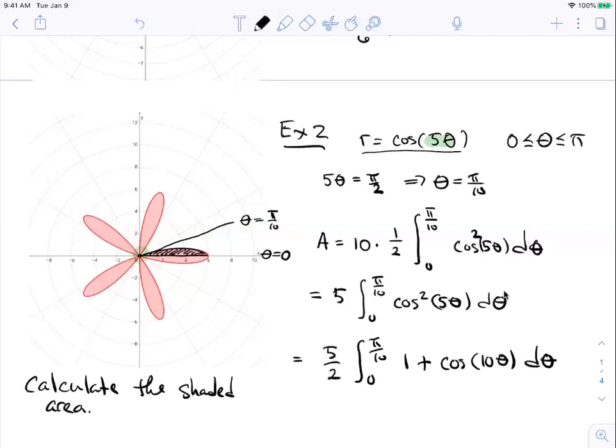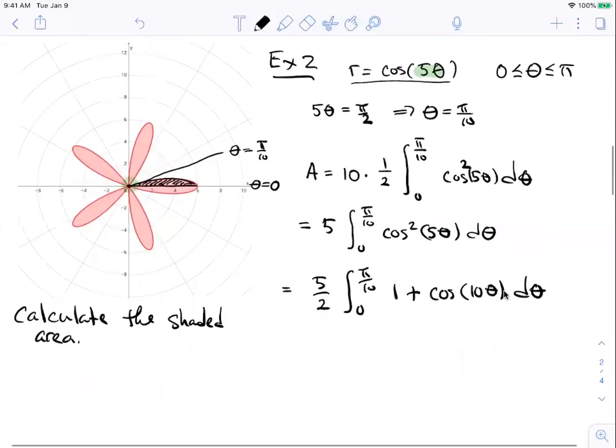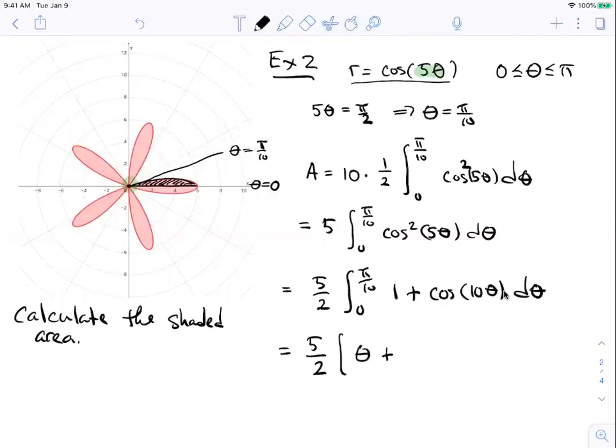Yeah. So there's my trig identity. Let's do one more line together. So we get 5/2. And now I'm anti-differentiating. So it's going to be theta plus the antiderivative of cosine of 10 theta, which should be 1/10 the sine of 10 theta, by a substitution if you like, or just by that pattern. And then we need to evaluate that from 0 to pi over 10.